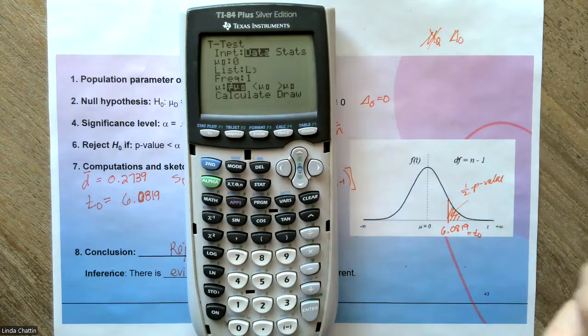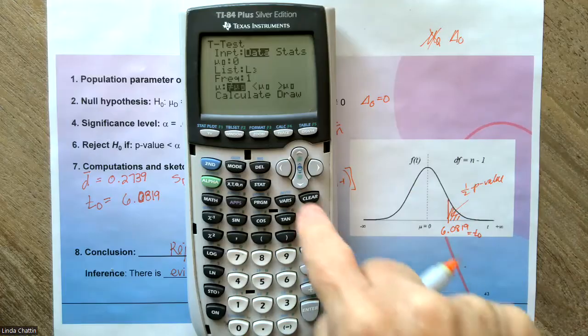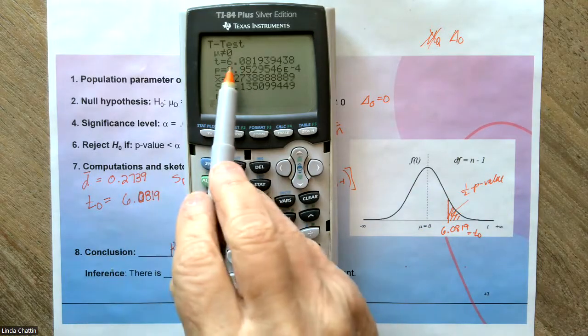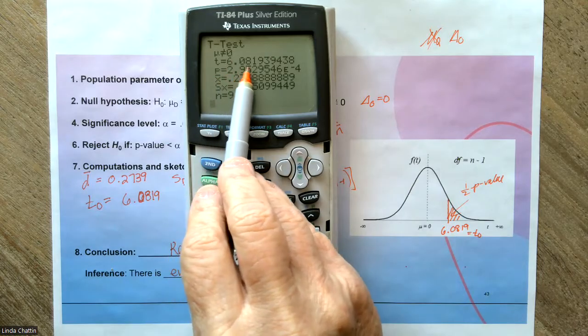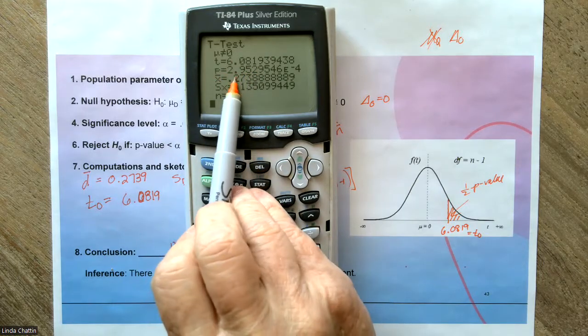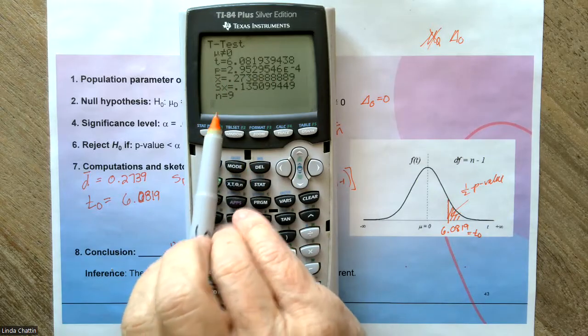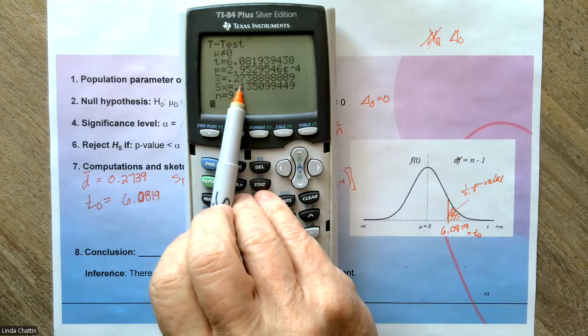And I'm sending it to list 3, and I'm doing a two-sided hypothesis test. And when I hit calculate, this is what I get. I get my test statistic of 6.0819. I get my p-value, which is to 4 decimal places, 0.0003. It gives me my sample mean.